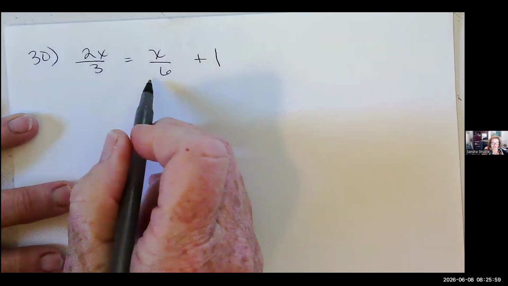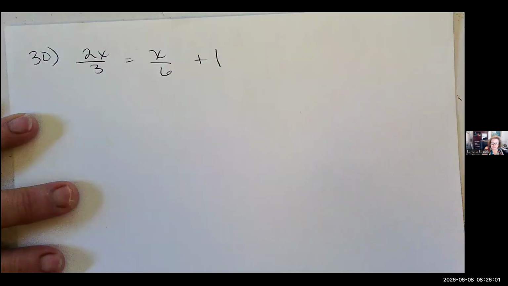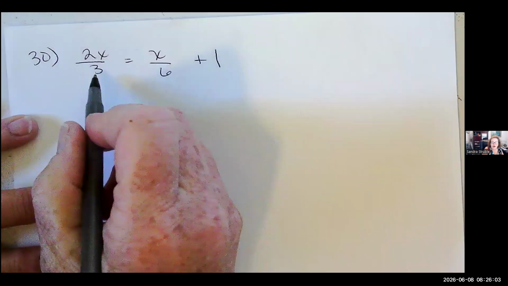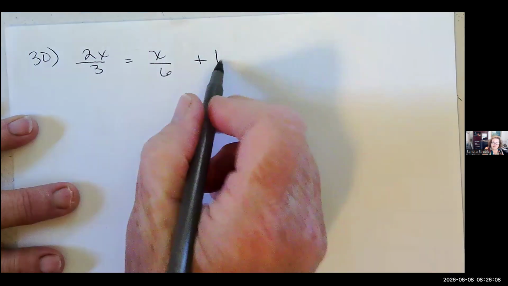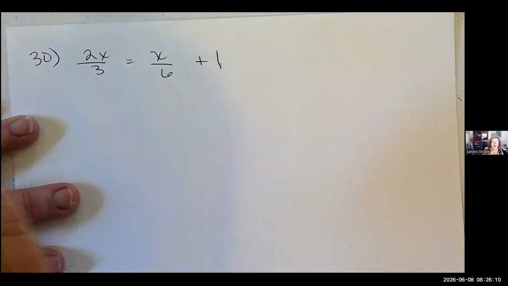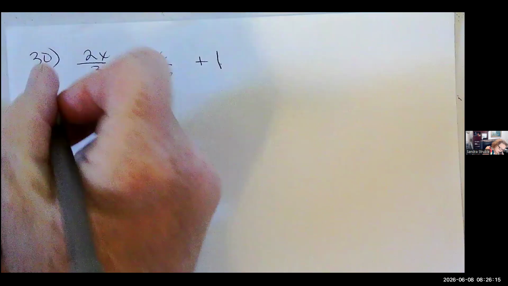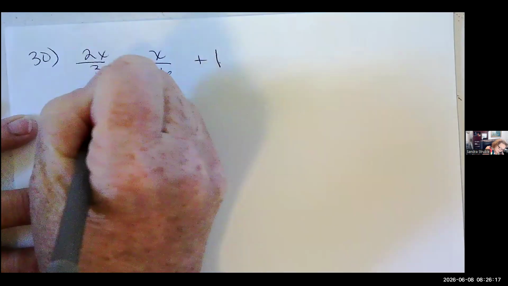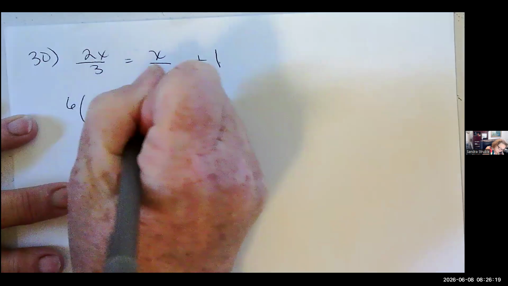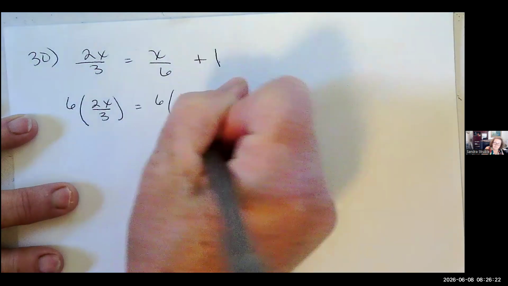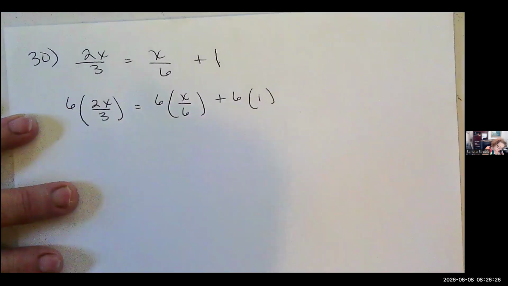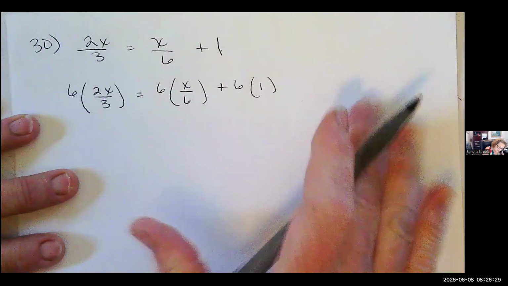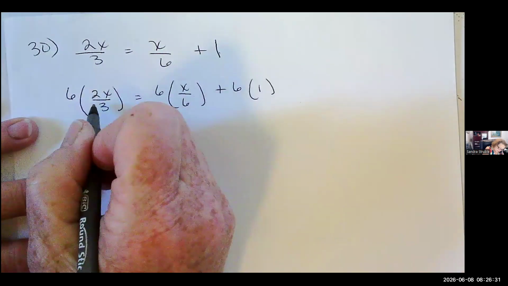Here's the mistake people make. They just multiply both of these by 6 and not all terms. So the thought process here is you're multiplying both sides of the equal sign by 6. What I typically say is multiply every stinking term by 6. Every term, including the constant with no fraction. You can multiply and then divide, but you can just reduce.